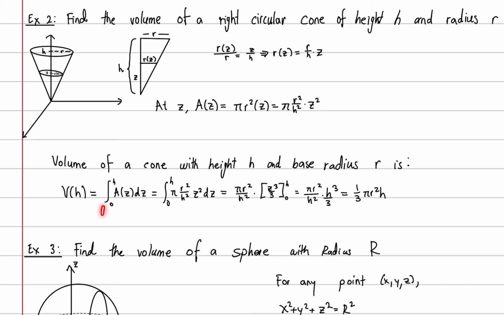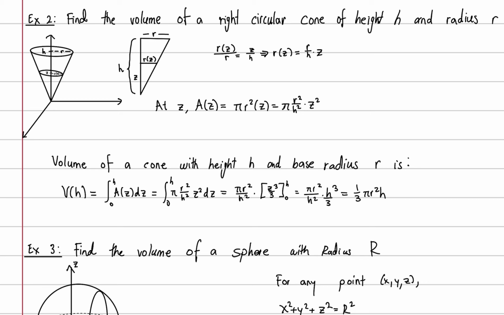V of h is the integral from 0 to h of A of z, which we can factor out this constant, right? Z squared becomes z cubed over 3, and the second fundamental theorem of calculus from 0 to h. And then we're going to ignore 0 because if we plug in 0, that's minus 0. But if we plug in h, we get h cubed over 3. The h and the h squared and the h cubed cancel out. You just get 1/3 pi r squared h.